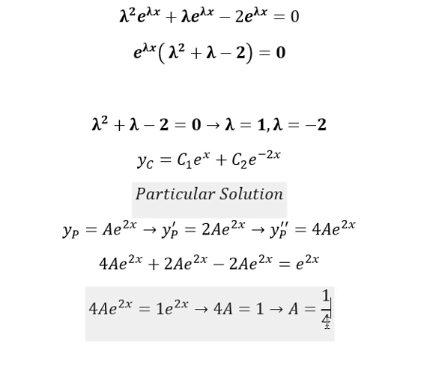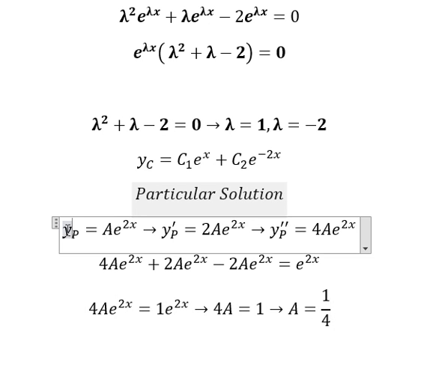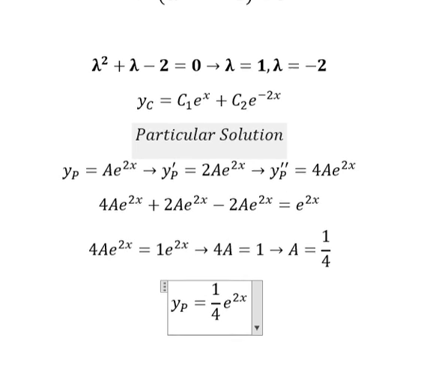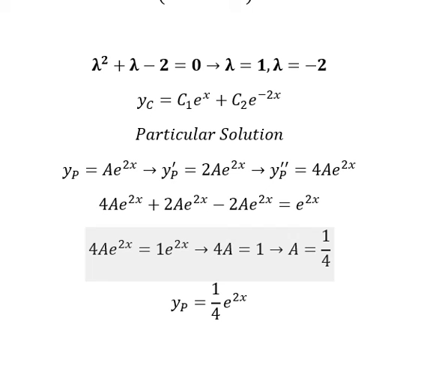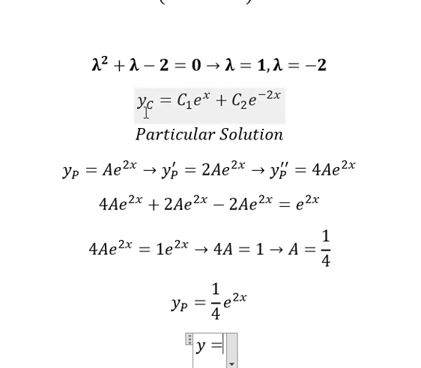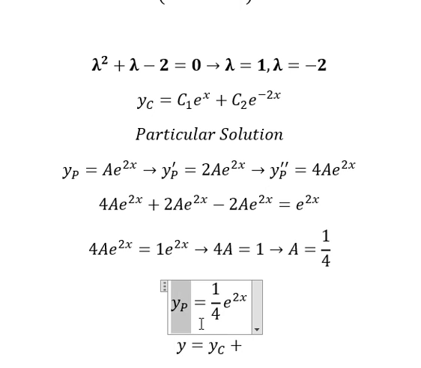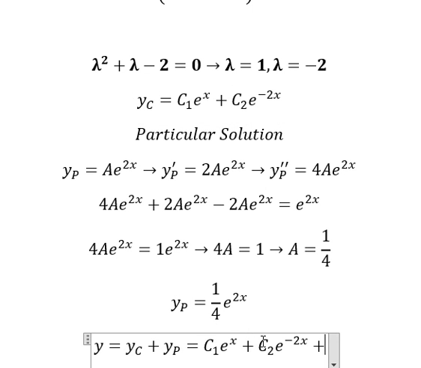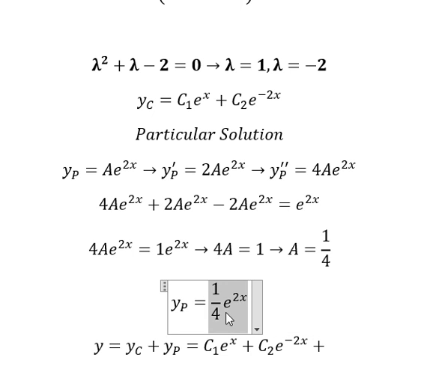And we put 1 over 4 here, and we have the final answer. Now we have y equals yc plus yp. Yc is this one. Yp is this one.